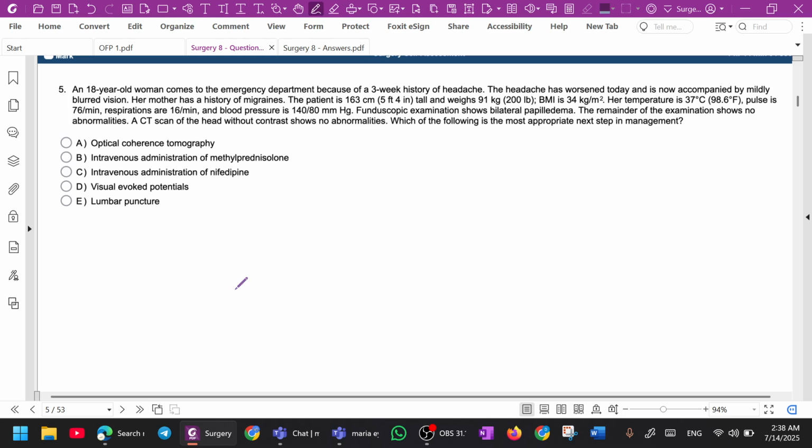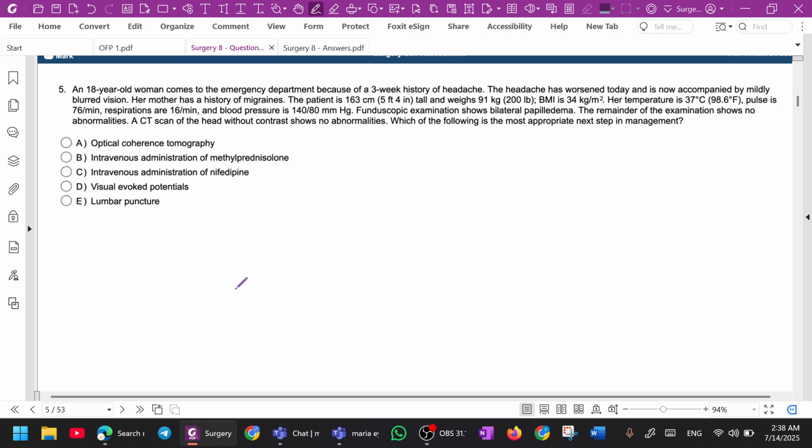An 18-year-old woman comes to the emergency department because of a 3-week history of headache. The headache has worsened today and is now accompanied by mildly blurred vision. Her mother has a history of migraine. The patient is 163 centimeters tall, weight is 91 kg, BMI 34 kg per meter squared. Her temperature is 37.3, pulse is 76 per minute, respiration 16 per minute, blood pressure 140 over 80. Fundoscopic examination shows bilateral papilledema. The remainder of the examination shows no abnormality.